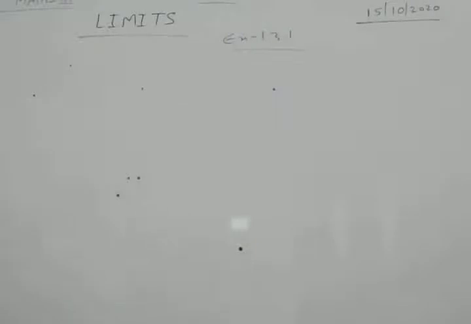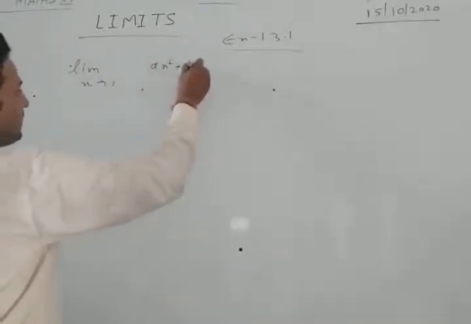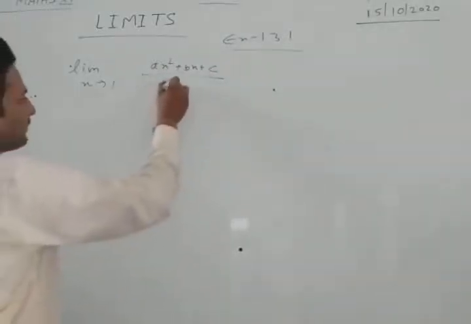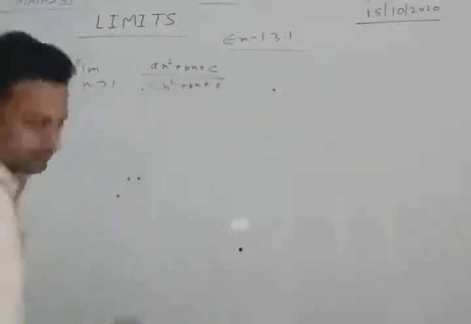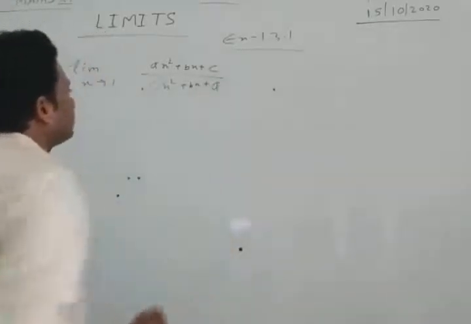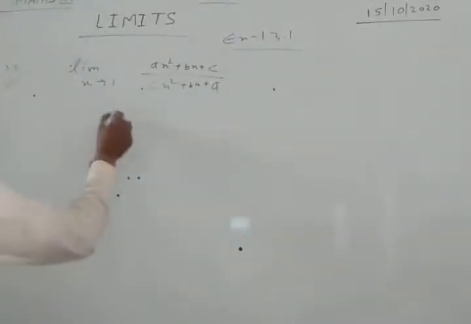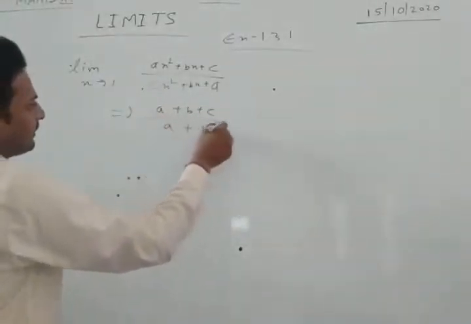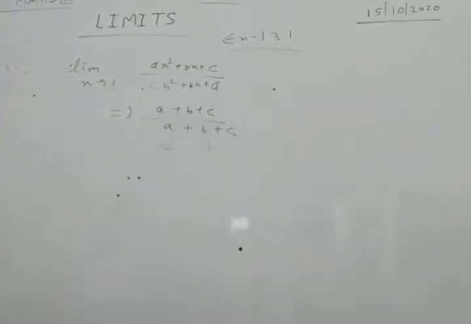Next question is question number 11. Limit x tends to 1, we have to find (ax square plus bx plus c) upon (cx square plus bx plus a). Now what we will do, we will directly put the limit: (a plus b plus c) upon (a plus b plus c), it will be equal to 1.